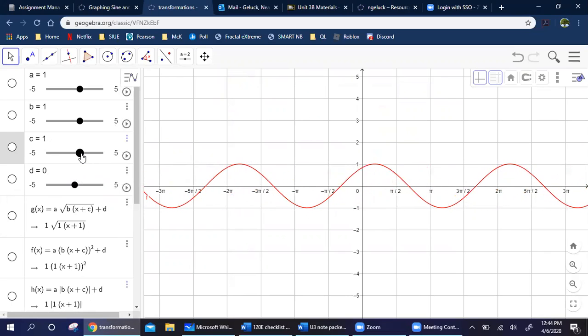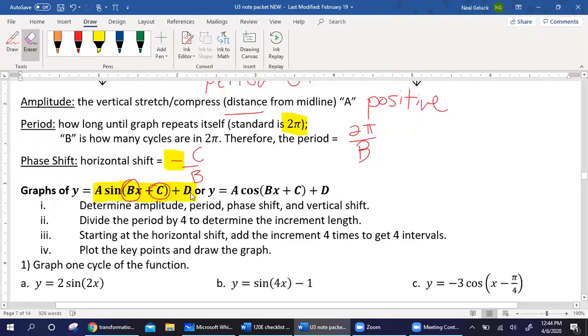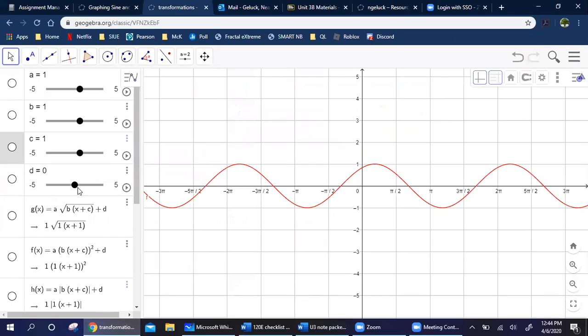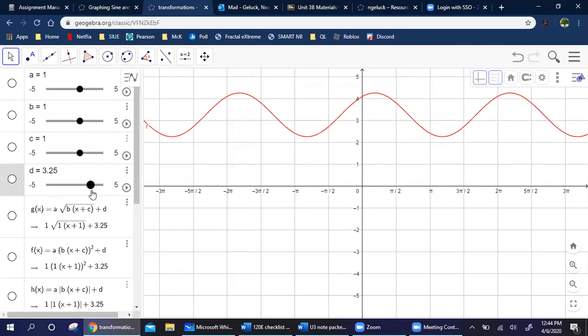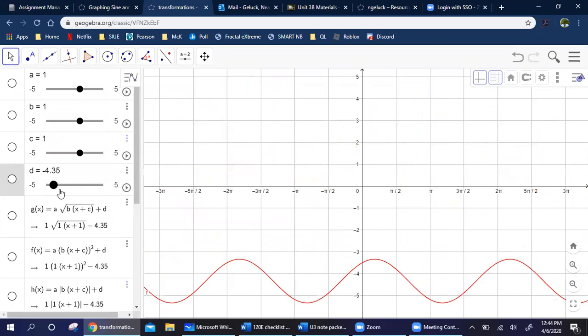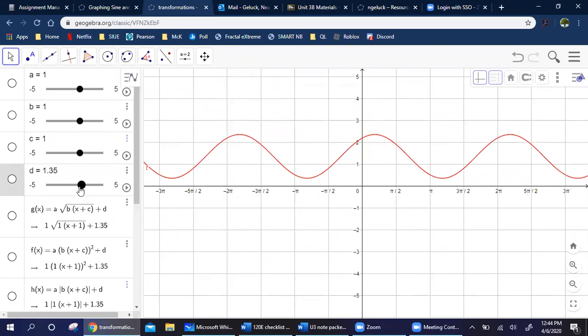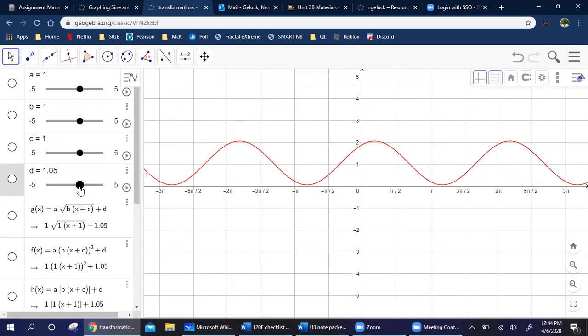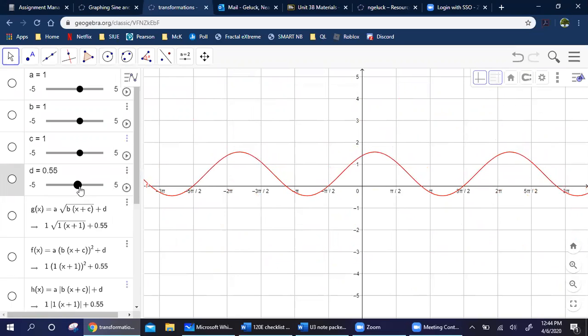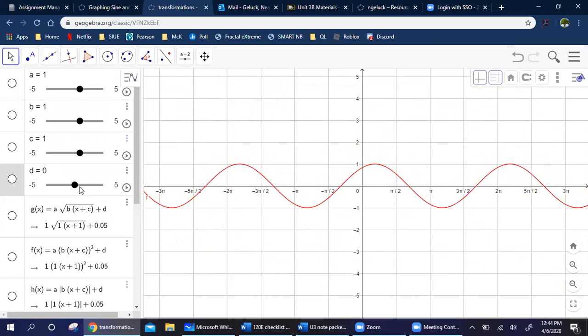And again, this is up on Blackboard if you want to play with it. I didn't mark or write anything down for the letter D. That's just a vertical shift though, like it's always been. This is just moving the graph up or down. Nothing too crazy about that. So the transformations are actually the same rules we had at the beginning of the semester. It's just now we're applying them to trig functions.